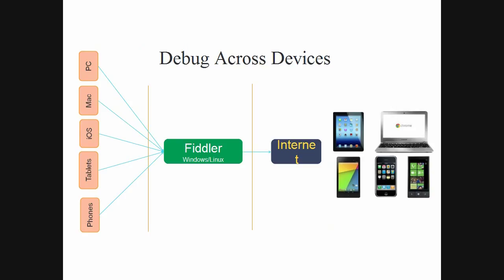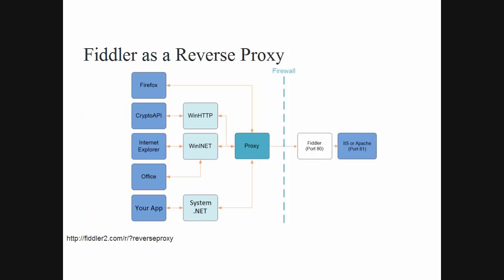One of the very interesting scenarios enabled by the fact that Fiddler acts as a proxy, however, is that you can also use it to debug across devices. You can run a Fiddler instance on Windows or a Linux machine, or technically on OS X, but I wouldn't recommend it. Whether it's a real machine or a virtual machine, you can point your phones, your tablets, your iOS devices, your Mac devices, or other PCs at that Fiddler instance. As long as you've configured Fiddler to be allowed through the firewall, those devices, if they're on the same Wi-Fi network or are hardwired, can send their traffic to Fiddler. And so you can debug almost any device through Fiddler.